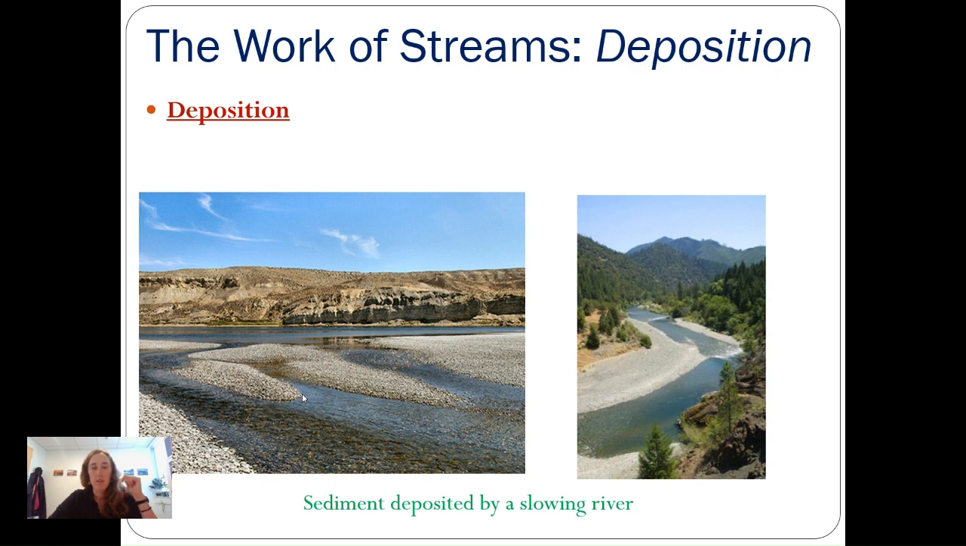Deposition just means that the water slows down enough that whatever it's carrying can't be held in the water anymore, and it settles down to the bottom and forms a pile. We have two examples of some rivers here, and we have some pebbly, gravelly material that's been deposited because the water's not flowing fast enough to pick it up and carry it any farther.